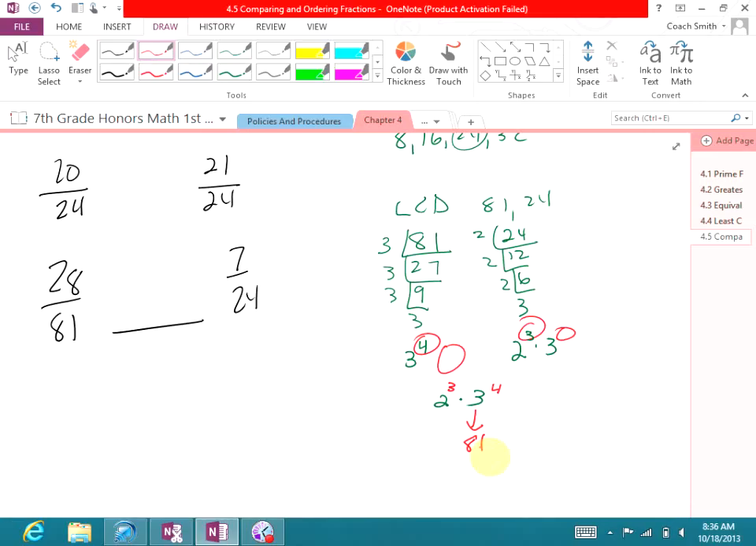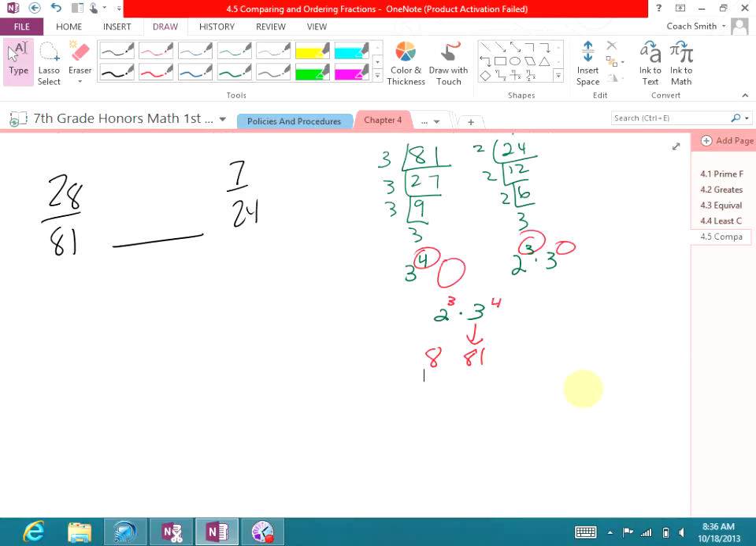1, 2, 3, 4, we started with 81. So 3 to the fourth is 81. 2 to the third is 8. Okay? So you have to multiply those two together, 648.